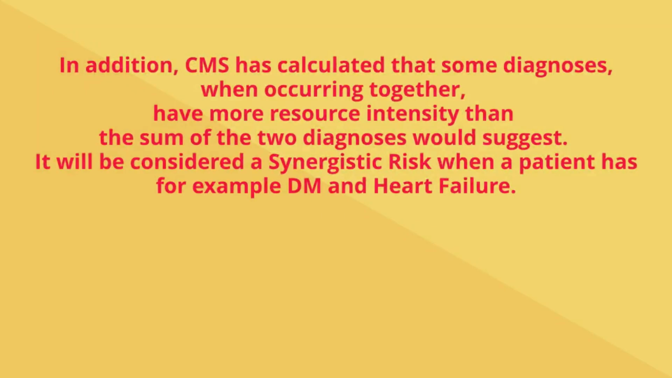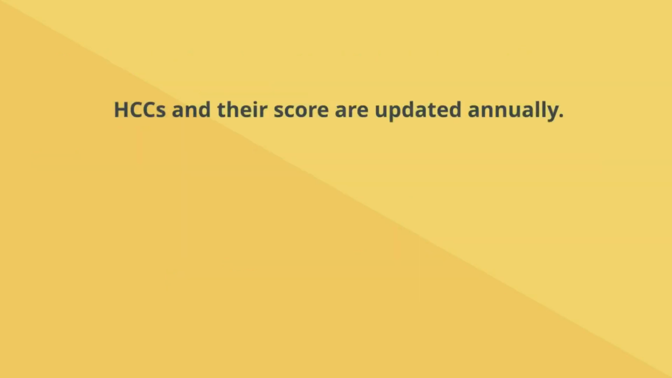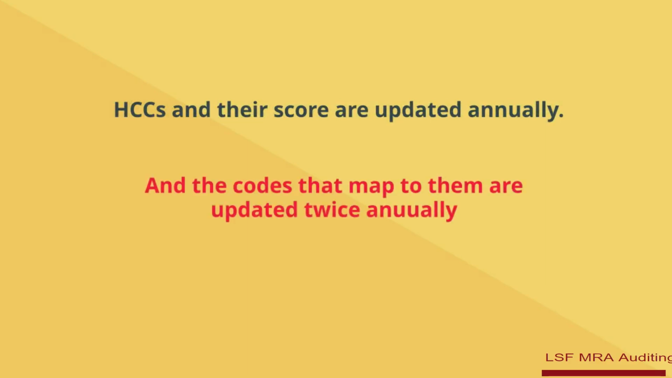In addition, CMS has calculated that some diagnoses, when occurring together, have more resource intensity than the sum of the two diagnoses would suggest. It will be considered a synergistic risk when a patient has diabetes and heart failure. Therefore, this combination is reimbursed at a higher rate than the sum of two HCCs separately. HCCs and their values are updated annually, and the codes that map to them are updated twice annually.